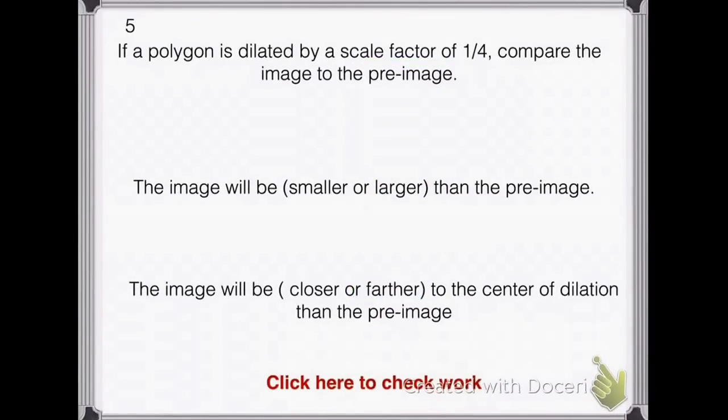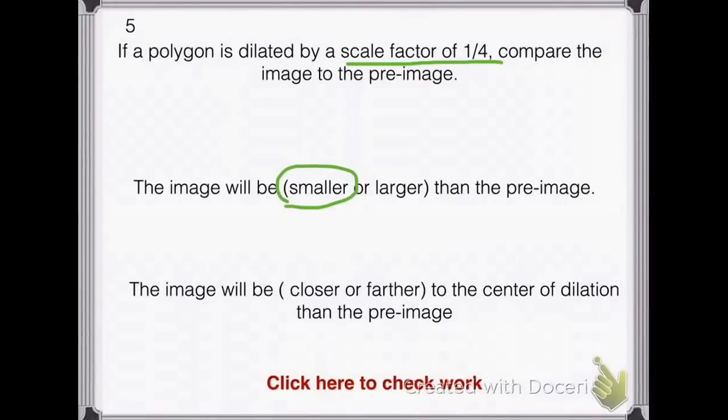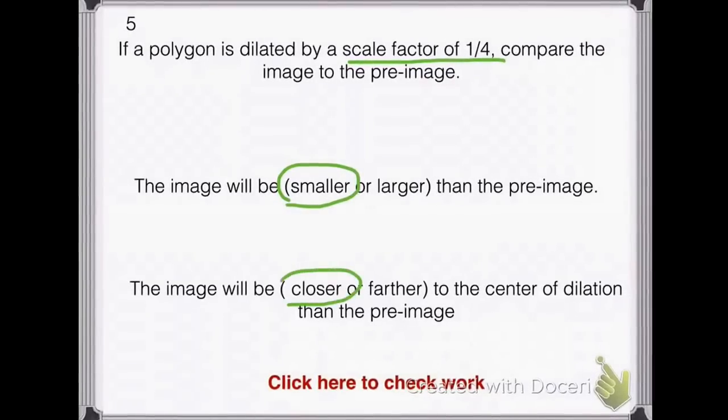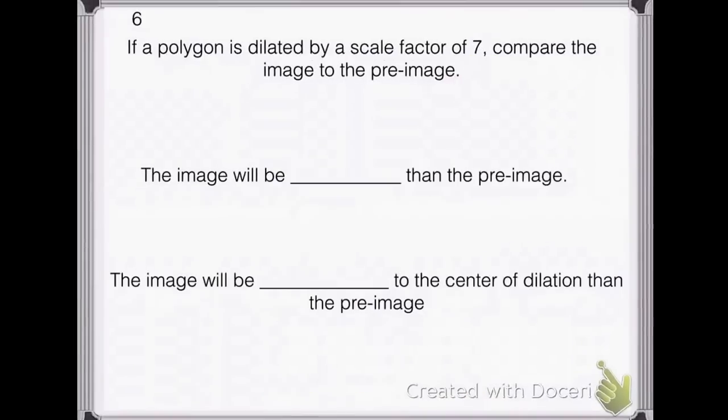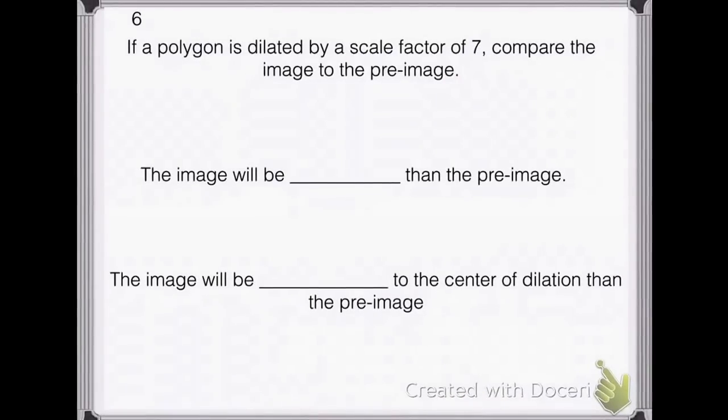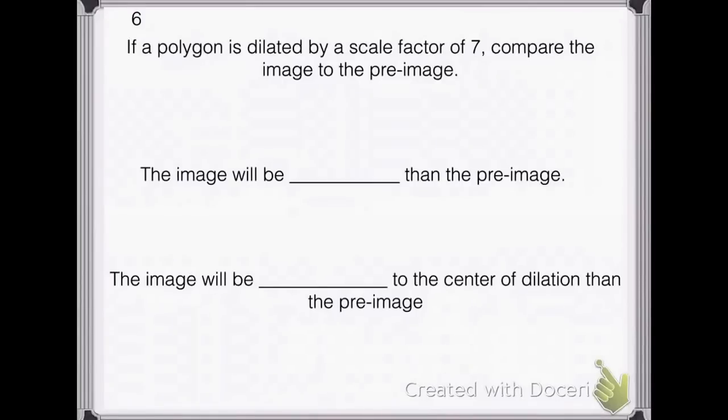If a polygon is dilated by a scale factor of 1/4, compare the image to the pre-image. So will the image be smaller or larger than the pre-image? If you multiply by 1/4, you're making the value smaller. Will the image be closer or further to the center of dilation than the pre-image? If you multiply by a small value, that's going to make it closer. If a polygon is dilated by a scale factor of 7, compare the image to the pre-image. Fill in the blanks.